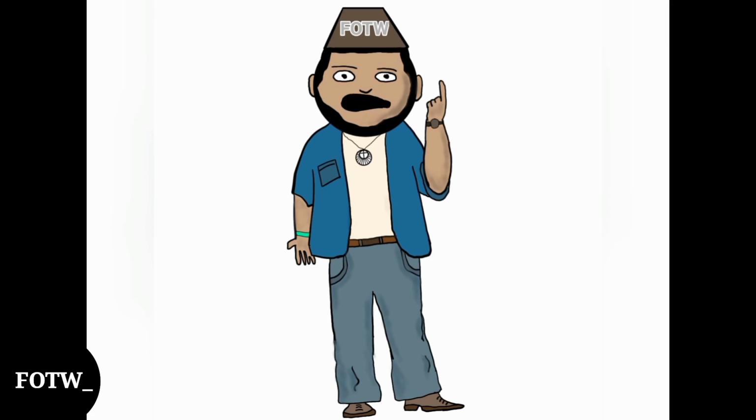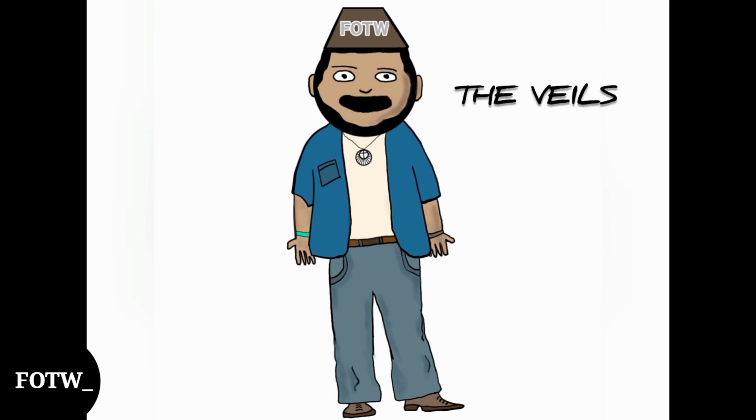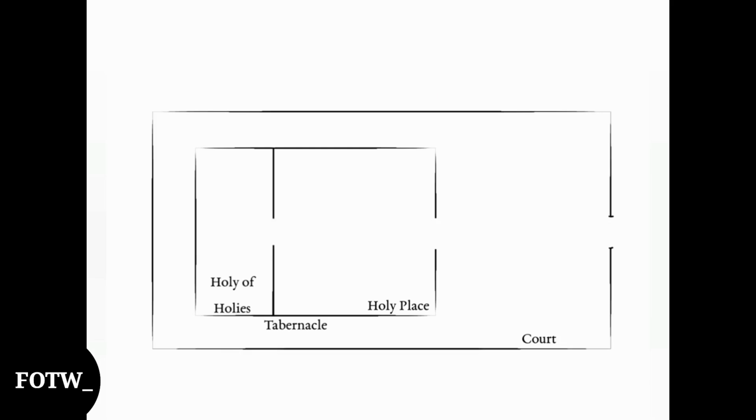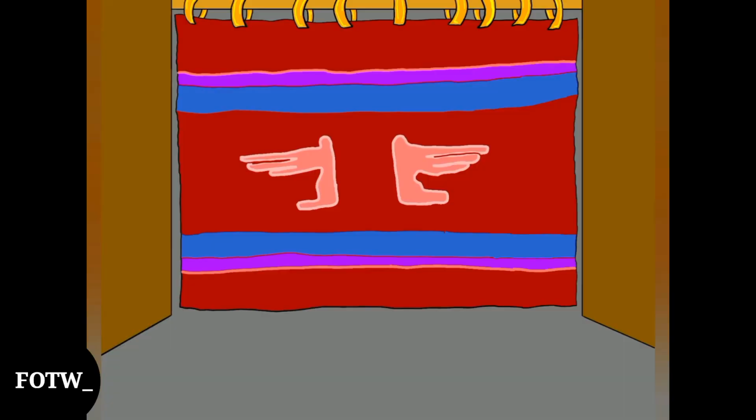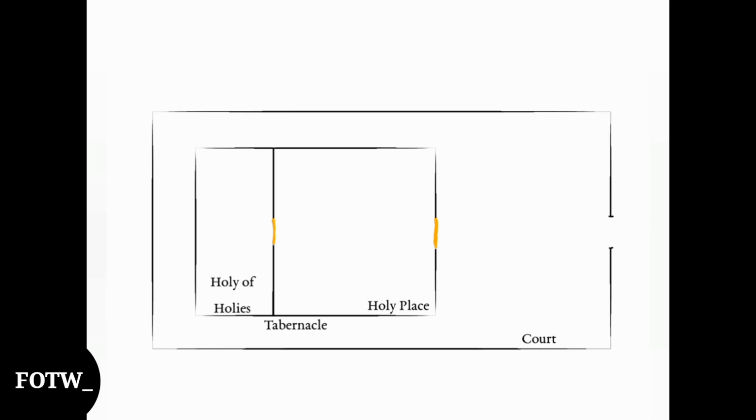Let us continue. Next were the veils, curtains which separated the holy place from the Holy of Holies. It had the colors of blue, purple, scarlet, and white. It was used to demarcate the entries of the holy place.